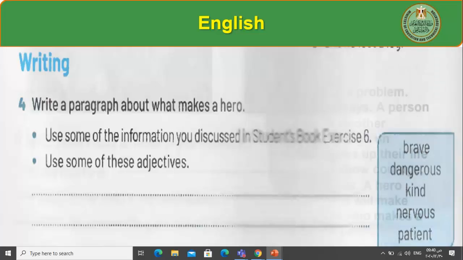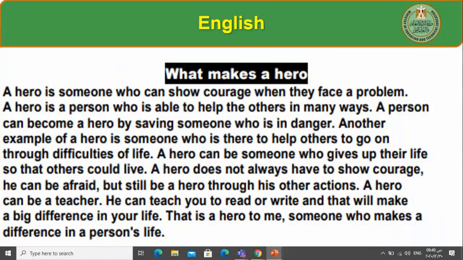Here we have an example. What makes a hero? A hero is someone who can show courage, بين الشجاع, when they face a problem. A hero is a person who is able to help the others in many ways. A person can become a hero by saving someone who is in danger.